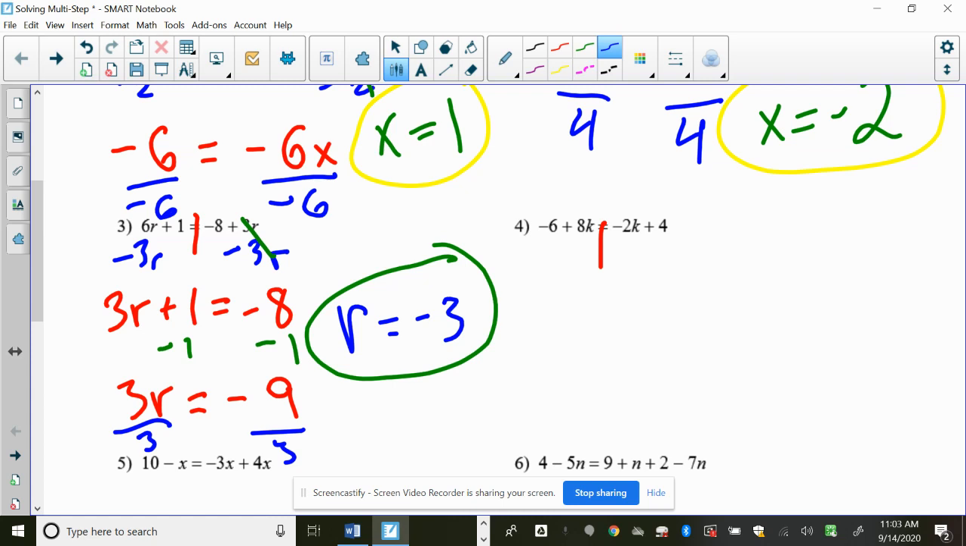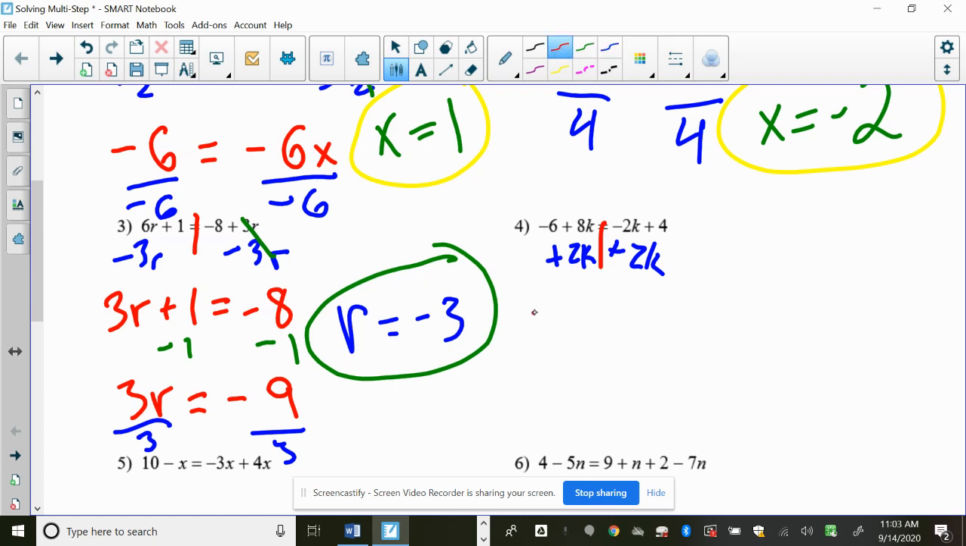Remember, our general rule is we're going to get rid of the smaller one. So we've got to get rid of the negative 2k. Well, to get rid of a negative 2k, we're going to add 2k, right? Because negative 2k plus 2k, those cancel each other out. Notice we're going to write it on the left side, right underneath the 8k, because that's what we're going to add to, because those are the like terms.